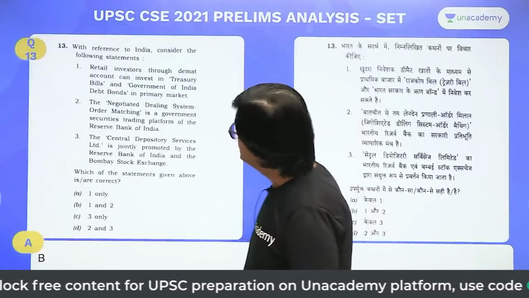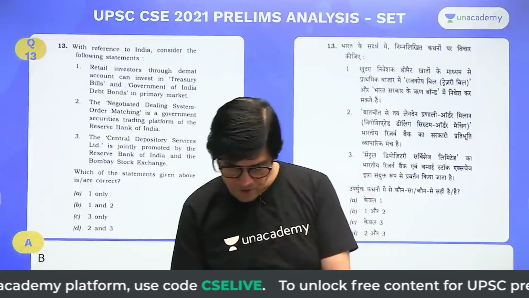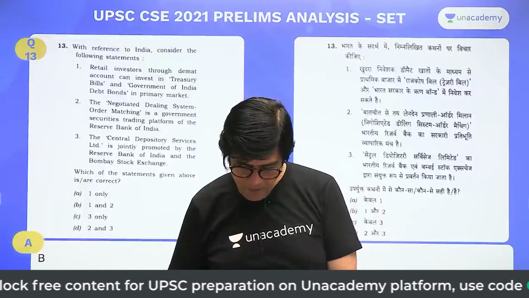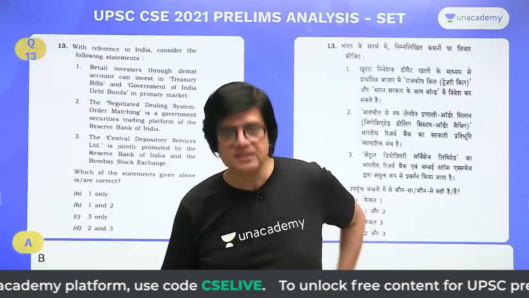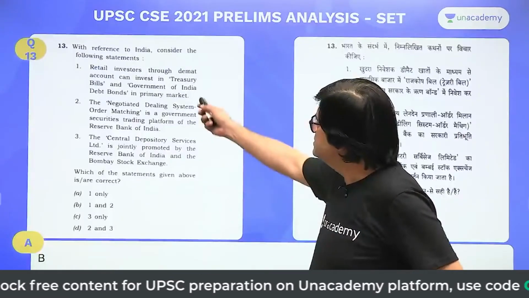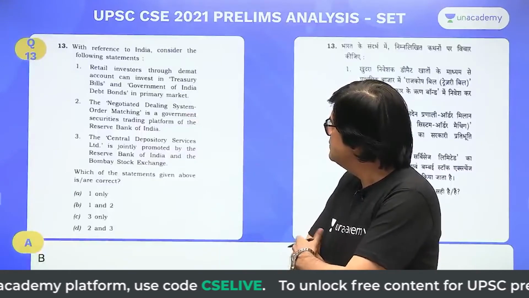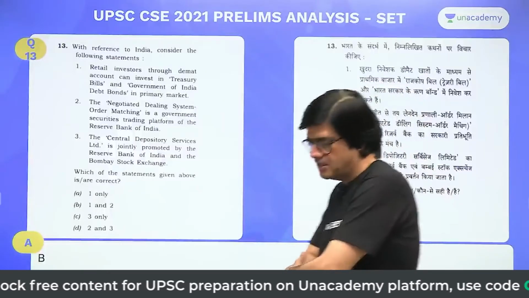Now after this, come to question number 13. Question number 13, with reference to India, consider the following statements. Now here, this is an interesting question, as we can make out. This question, with reference to India, consider the following statement. Retail investors through demat account can invest in treasury bills and Government of India debt bonds in primary market.